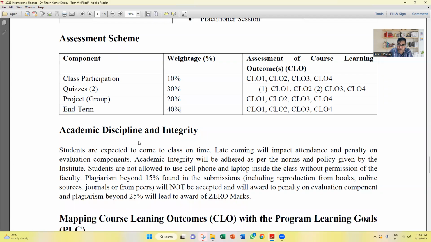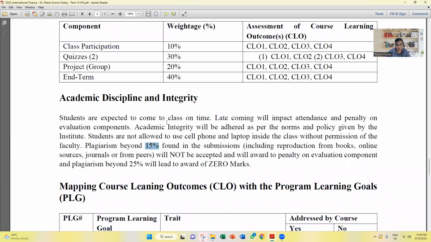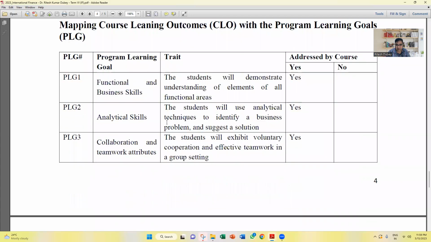For any project report, we don't allow plagiarism beyond 15%. You will have access to Turnitin to evaluate your projects and then make your final submissions. So make sure that you're honest on that part. That is all that we have in this particular course.